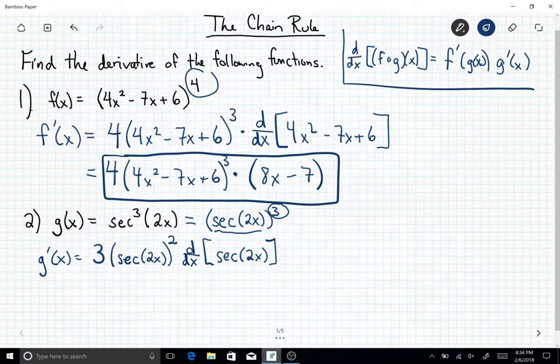And so this is where it can get a bit trickier. Well, what happens? You get 3, and then we can rewrite this. We can bring the square back to where it normally is. 3 secant squared of 2x. So what's the derivative of secant?